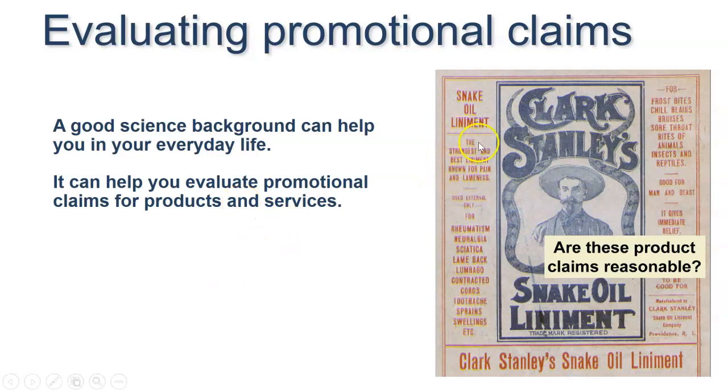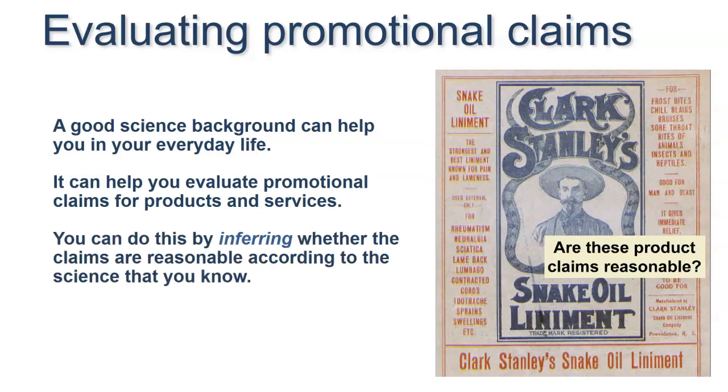So like if we look here, the snake oil treatment, it says that it is the strongest and best, known for pain and lameness. And then it gives a list of all of these things that it can be used for. But are these product claims reasonable? I see strongest and best while they're advertising this for Clark Stanley snake oil treatment. Okay, I have a lot of questions. How do they know it's the best? How do they know it's the strongest? Have they tested all snake oil treatments? So we can do this by inferring whether the claims are reasonable according to the science that you do know.